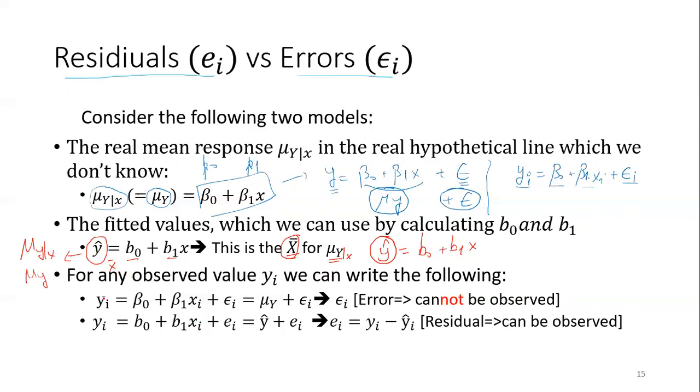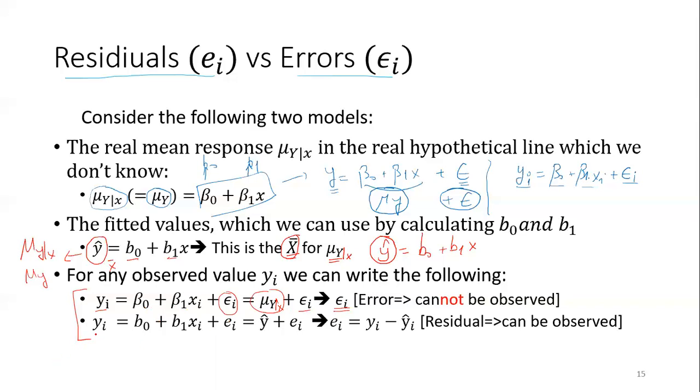Now for any student that I see, I can just write this. For example, y1, let's say this is a student called Mehmet. So y Mehmet is equal to beta 0 plus beta 1 times x Mehmet. What is x Mehmet? Let's say it's 180, plus the error term of Mehmet. So this is also equal to mu of y, or mu of y given x, they are the same thing, plus epsilon. This is what we call an error term, but since we don't know beta 0 and beta 1, we cannot observe it. We don't know the real value of epsilon.